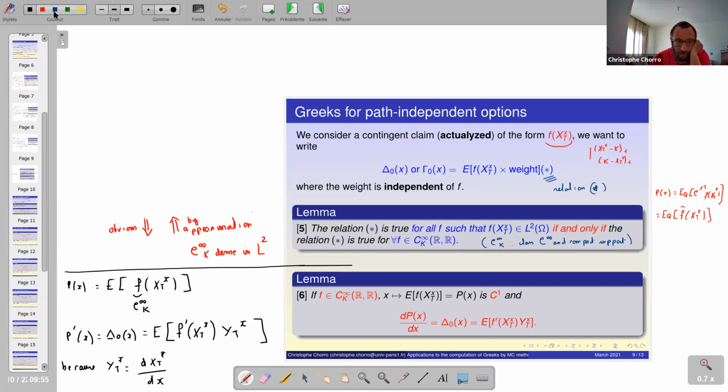So here, it's a consequence of Lebesgue plus the classical chain rule.